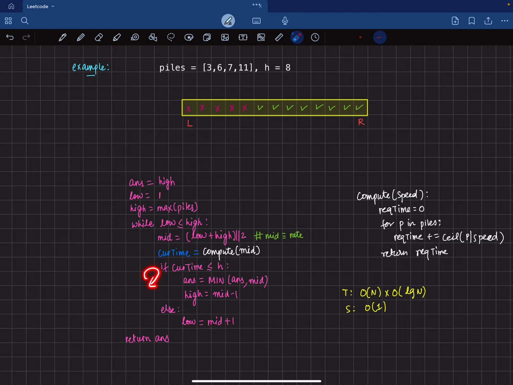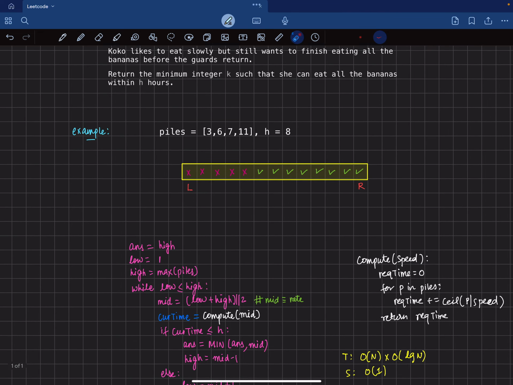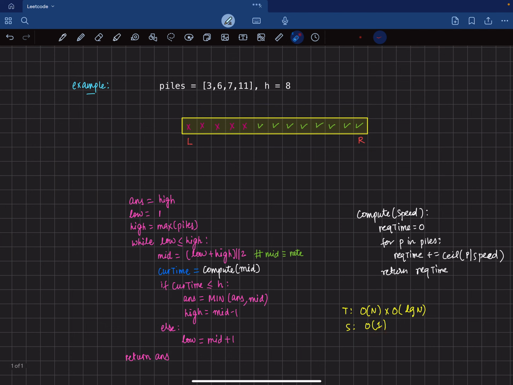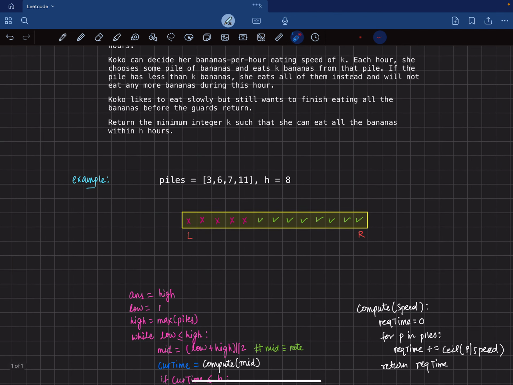And once this loop is exhausted, we can return answer, which will contain the actual answer for our case. The time complexity for this is order of n, which is coming from this function, times order of log n, which is coming from over here, and the product of both of those things. And the space complexity will be constant. So yeah, that was all there was to this problem.